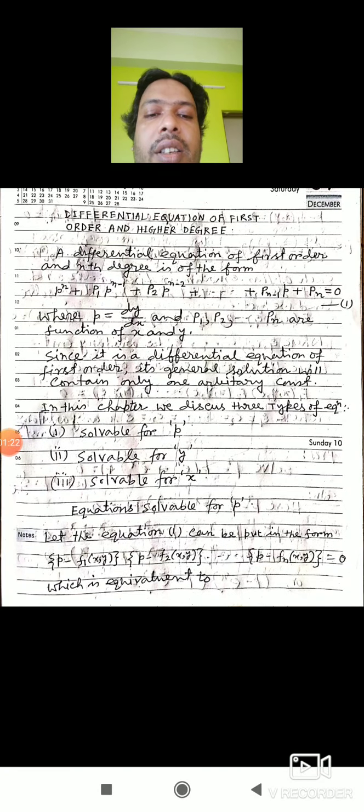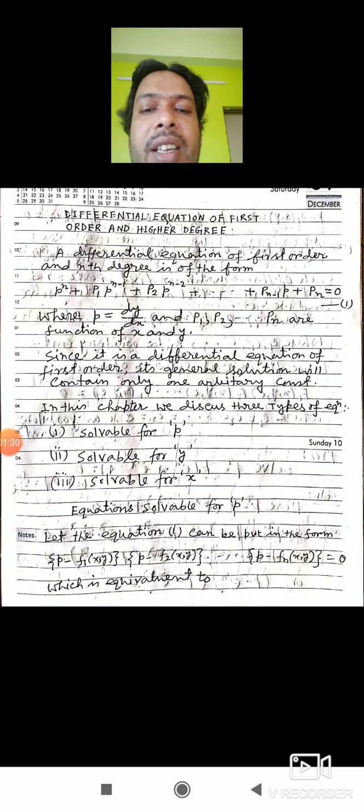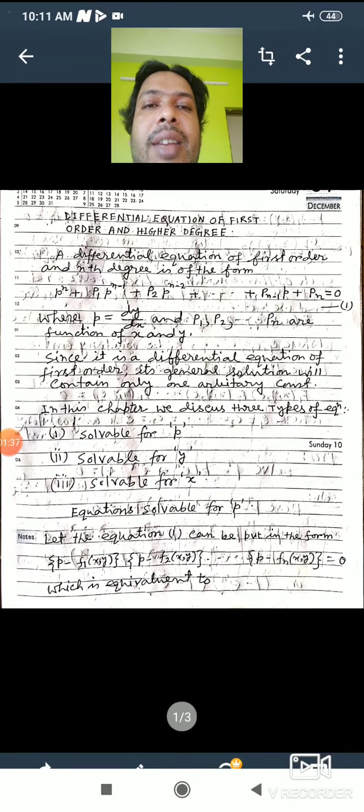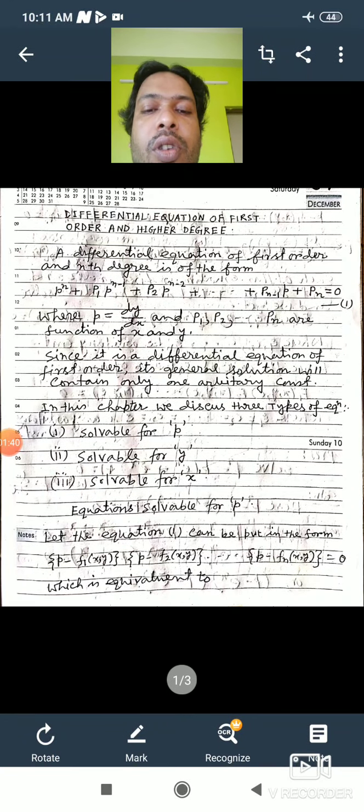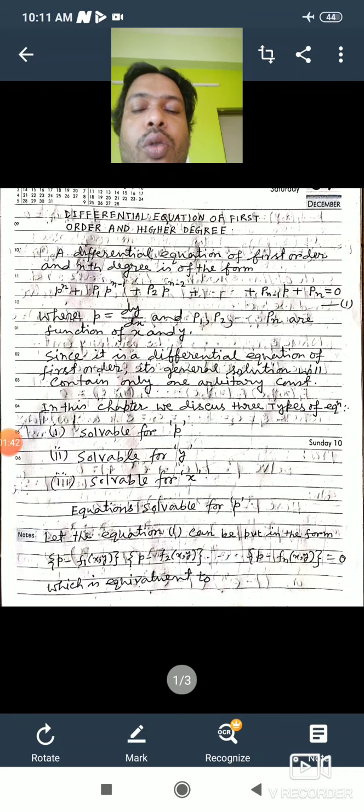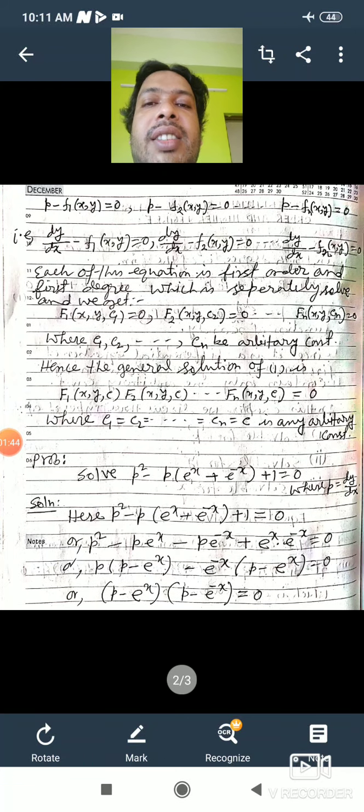Let the equation 1 be written in factor form. So first factor: p minus f1(x,y), p minus f2(x,y), ..., p minus fn(x,y) equal to 0, which is equivalent to p minus f1(x,y) equal to 0, p minus f2(x,y) equal to 0, ..., p minus fn(x,y) equal to 0. These are separately 0, and we solve these equations separately.